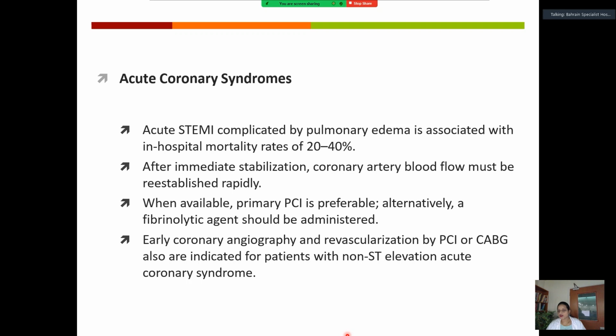After immediate stabilization, coronary artery blood flow must be re-established rapidly. When available, primary PCI is preferable. Alternatively, a fibrinolytic agent should be administered. Early coronary angiography and revascularization by PCI or CABG also are indicated for patients with non-ST elevation acute coronary syndrome.